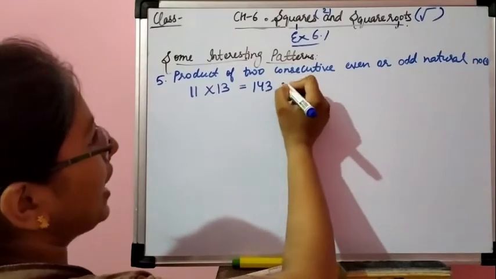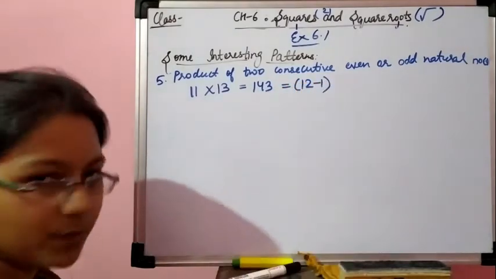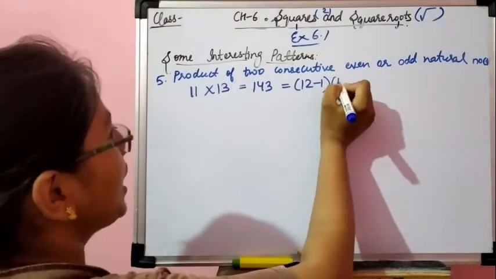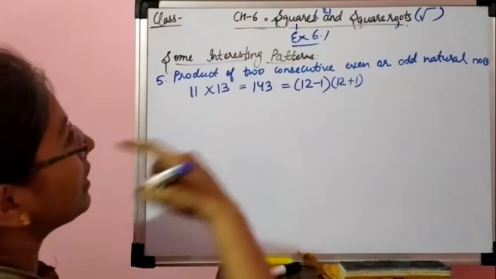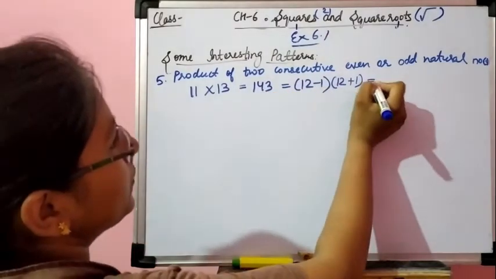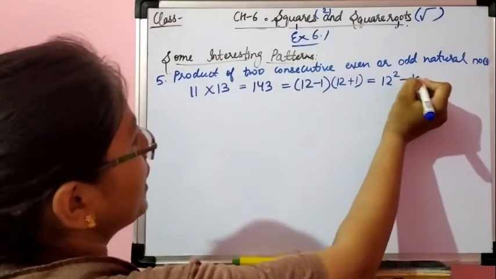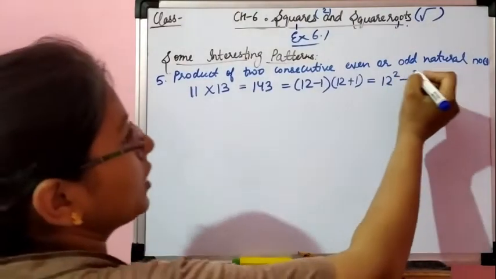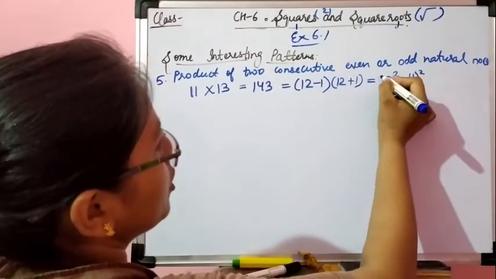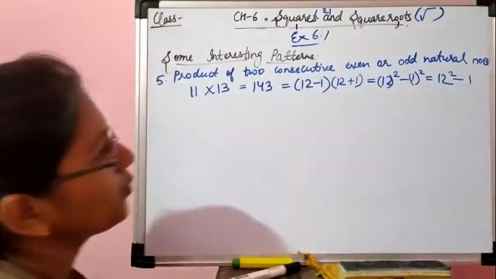Now 11 can be written as 12 minus 1 and 13 can be written as 12 plus 1. Okay, and this 143 is equal to 12 square minus 1 square, like 12 square minus 1.